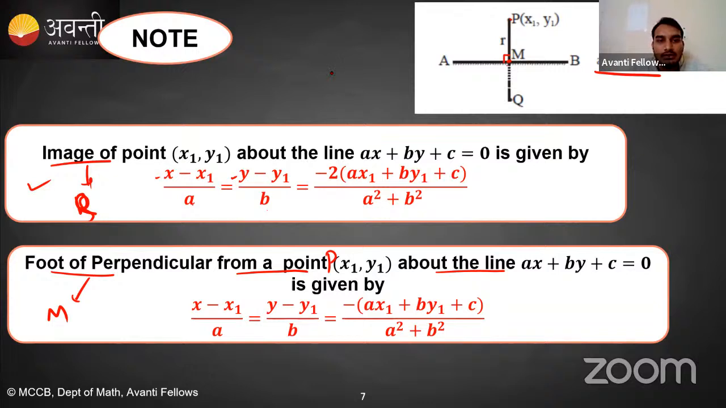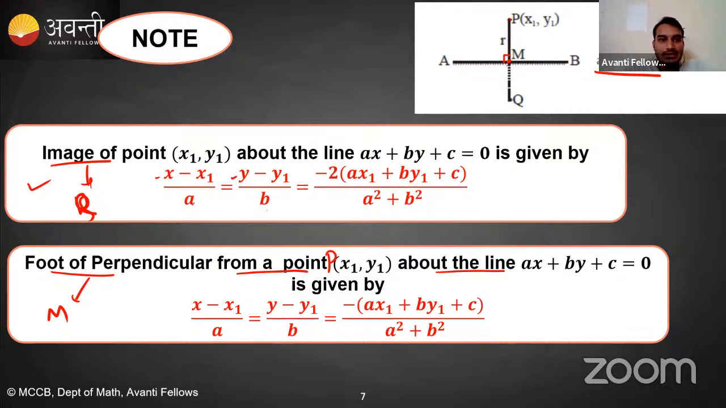Is this clear, students? The formula is important. It's better that you remember the formula, because sometimes in the question they directly ask you to find the foot of the perpendicular or find the image of a point. So if you know the formula, then it's good.